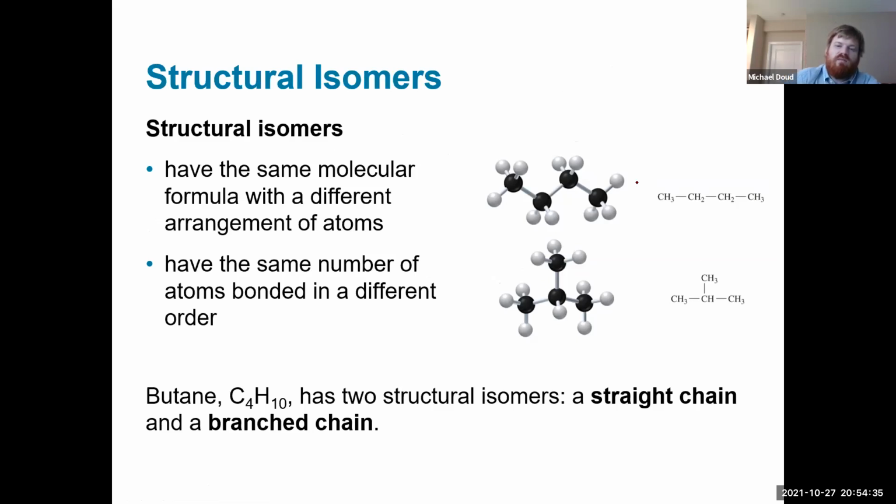Now, this property where you have 2 molecules that have the same molecular formula, but they're different molecules because their arrangements are different, this is what's known as isomerism. And this is a very particular type of isomerism that we're going to talk about, which is structural isomers. Structural isomers are 2 molecules that have the same molecular formula, but crucially have a different arrangement of atoms. So the same number of atoms, but the atoms are bonded in a different way.